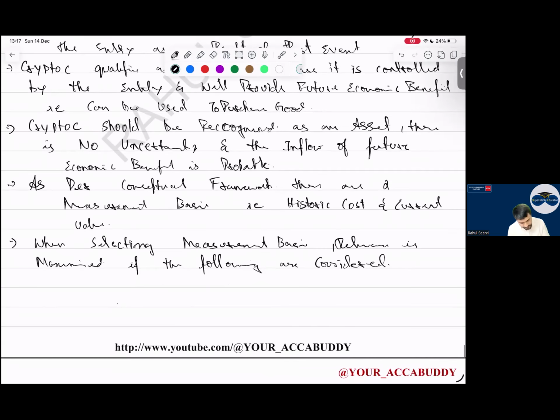What are the points? The characteristics, the nature of the asset and liability. Yes. First, let us write the characteristics. Then we will write the characteristics of the asset and liability. See, in exam, sir, time comes into the picture. What you can do, I will say first.